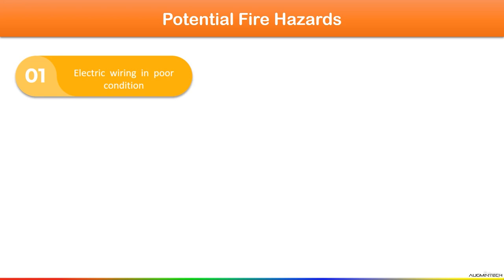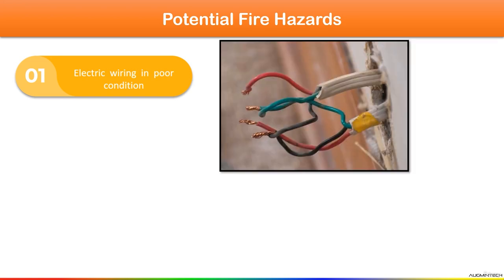First is electric wiring in poor condition. When you see this image, here we have electric wiring in poor condition. So what happened here? Faulty electrical wiring can cause a short circuit. So how do we prevent this type of fire? First, we have to keep electric wiring in good condition. Then check all outlets before use. Then check appliances before use. And then reduce electrical use during storms. In this way, you can protect yourself.